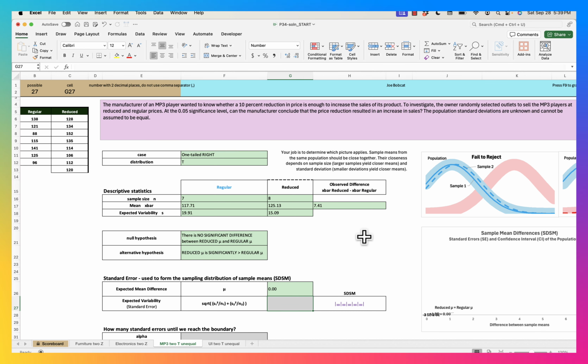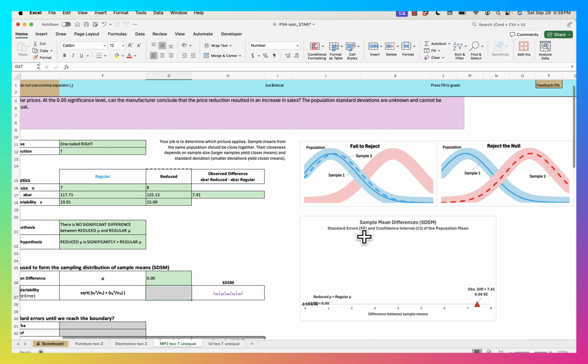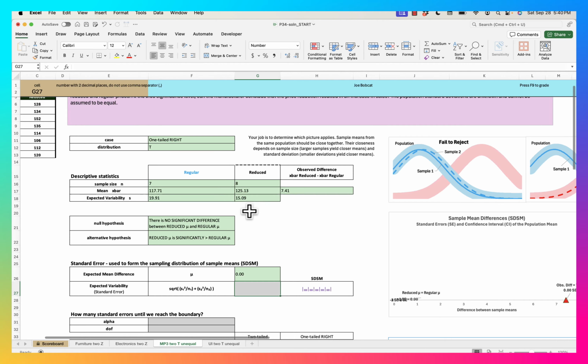All right, and let's go back to our pictures just so we're clear on what we mean. So we're trying to decide, look, in both cases, at the reduced price and regular price, are you still part of the same population, where that population represents the sales that you have? Or did reducing the price lead to much greater sales over here, such that we would reject the null hypothesis?